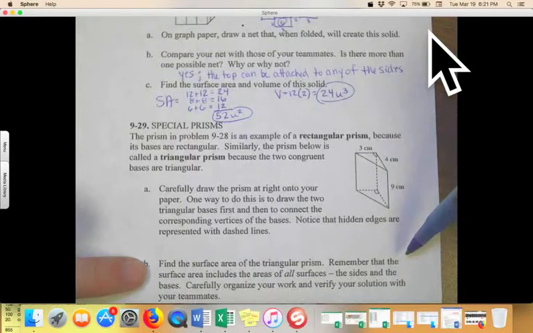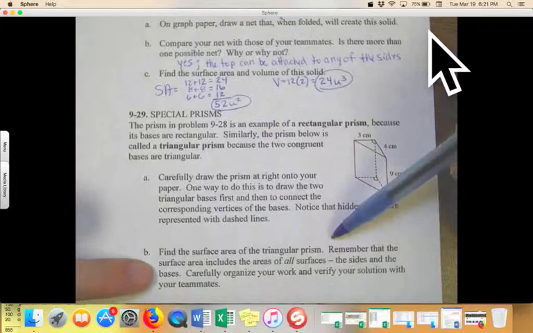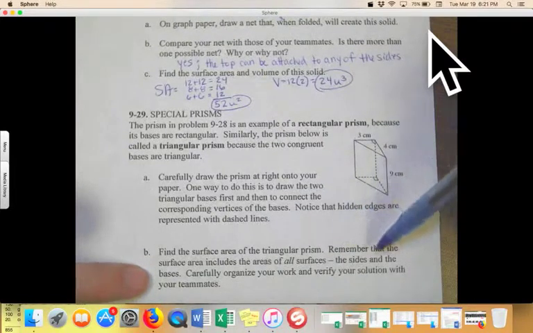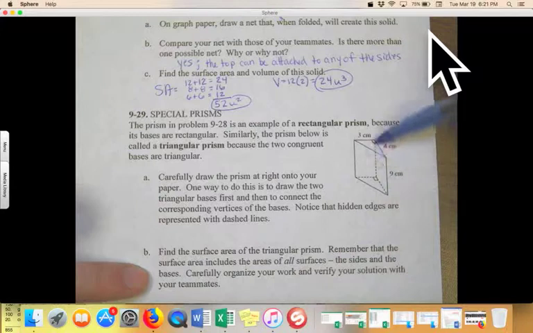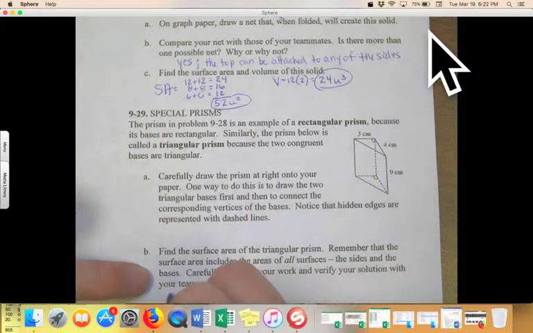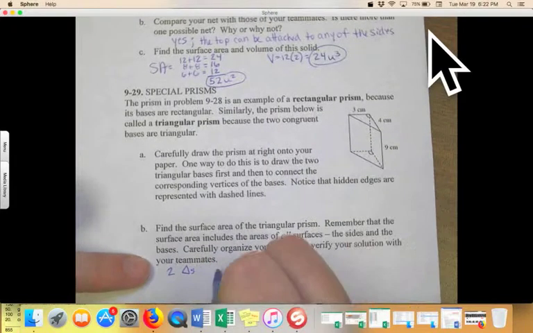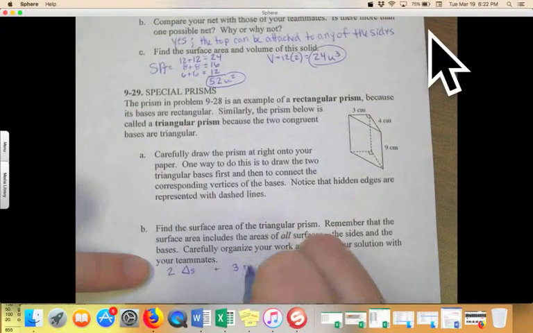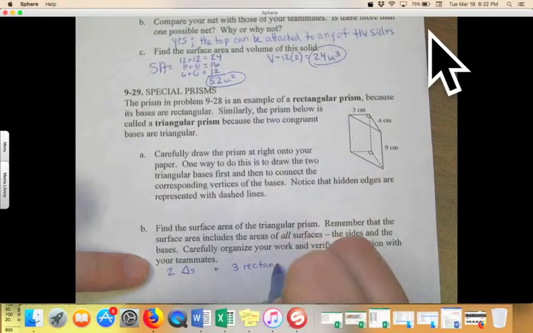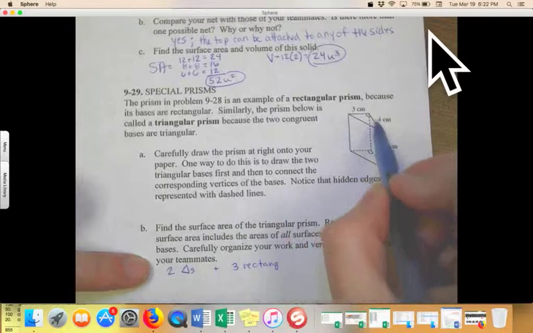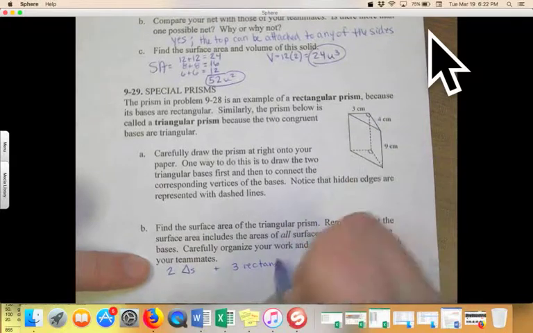Remember that the surface area includes the area of all surfaces, the sides and the bases. So notice that you have two triangular bases. So you have two triangles. And then you have three rectangular faces. Okay? So you have plus your three rectangles. Now all your rectangles are going to be different because the lengths of the sides of the triangle are different.